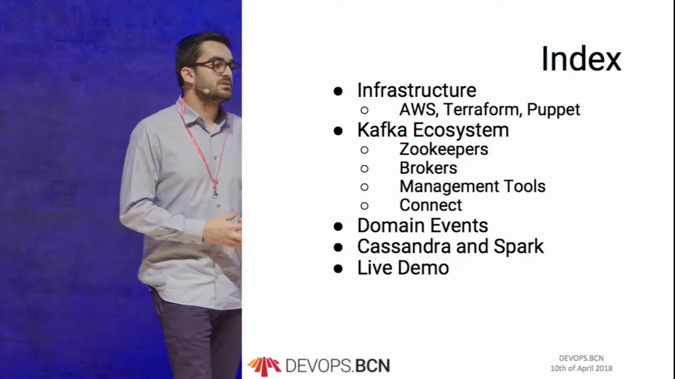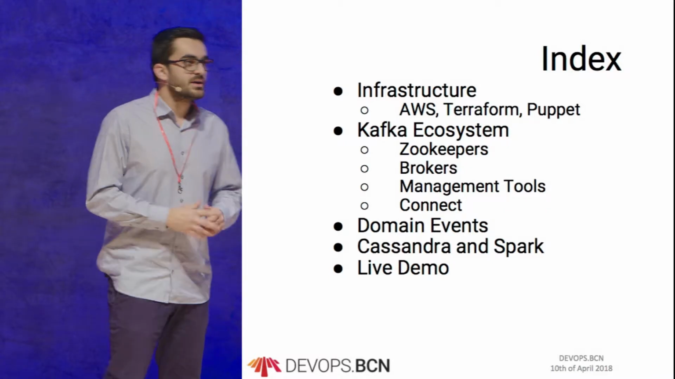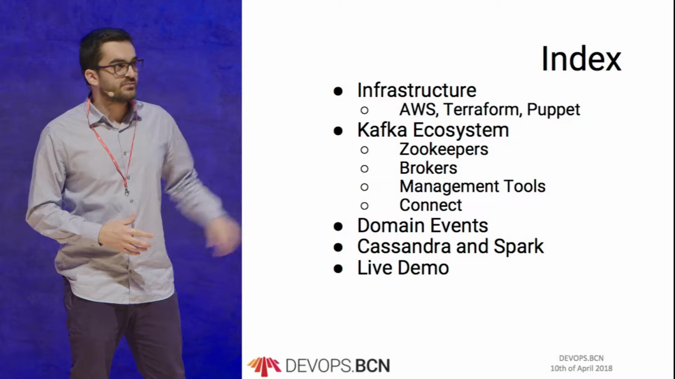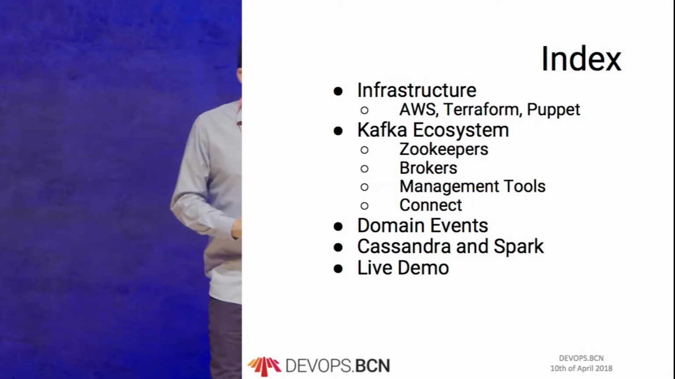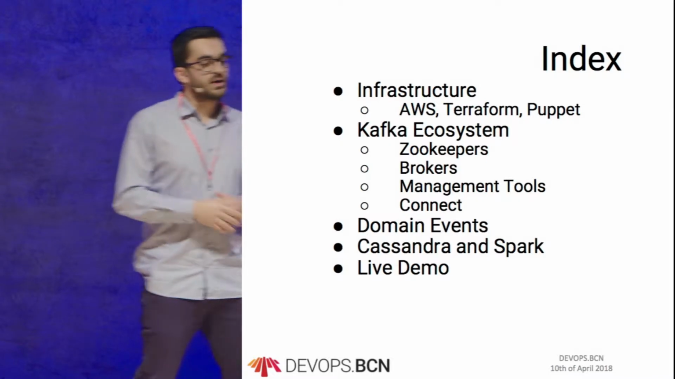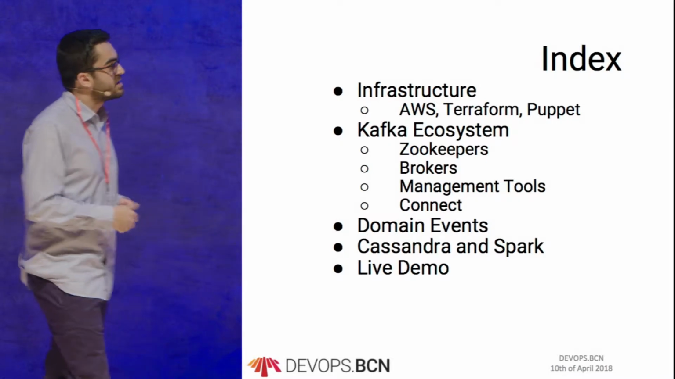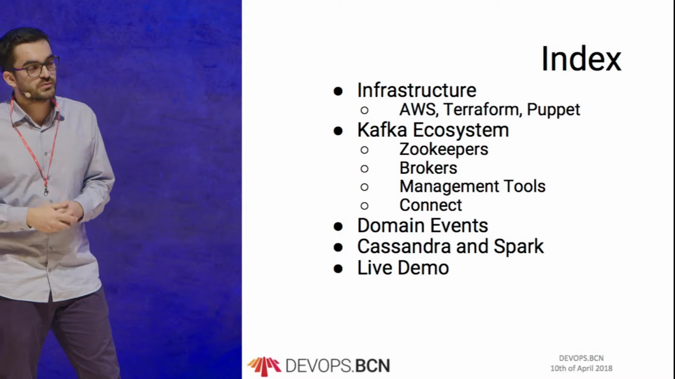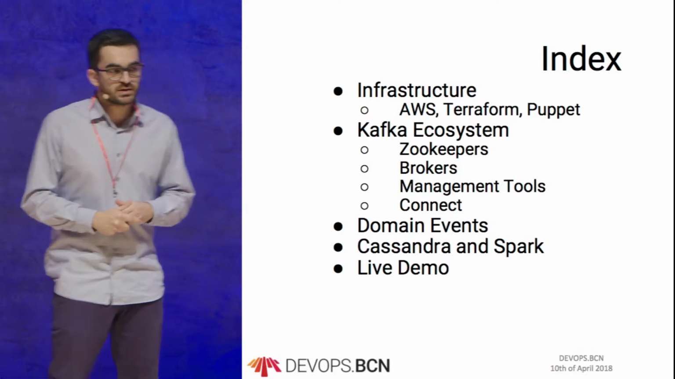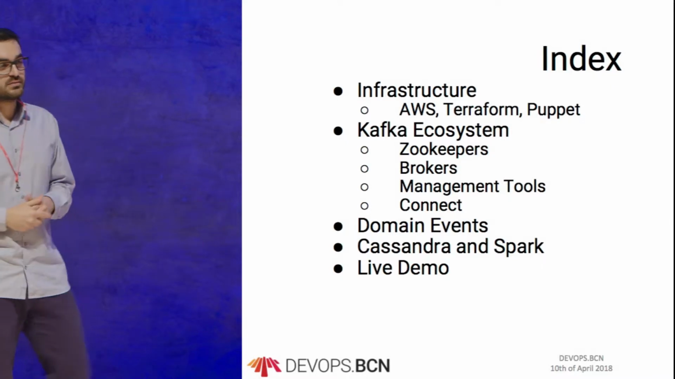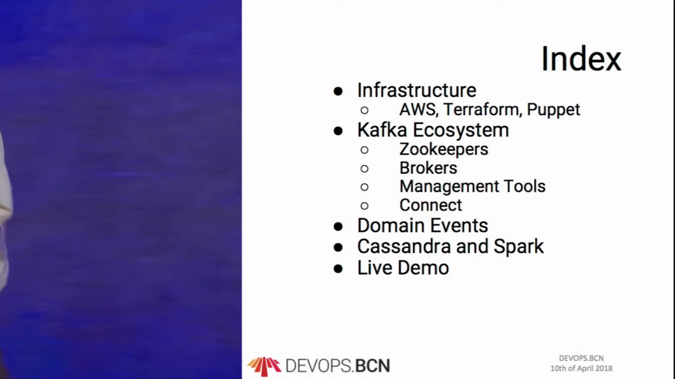And we will have obviously our Kafka Connects where we can read data from one source and then write into another source. And I will explain some domain events and then how we improved all this architecture with Cassandra and Spark. And well, at the end, it will be mostly a live demo.